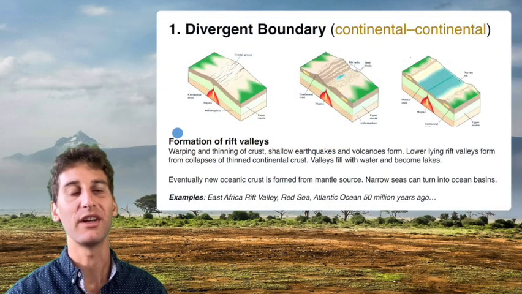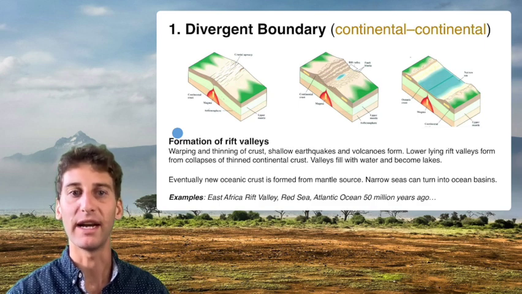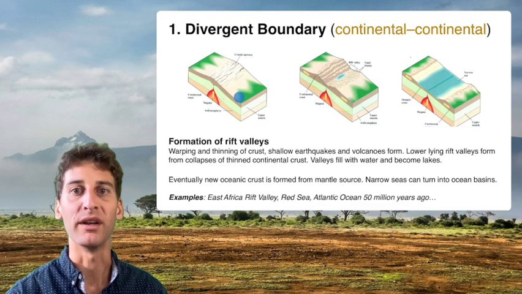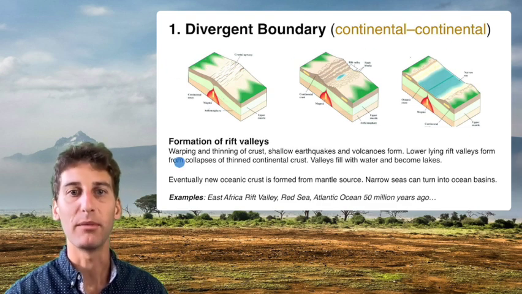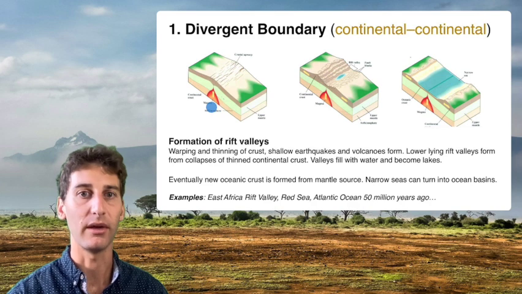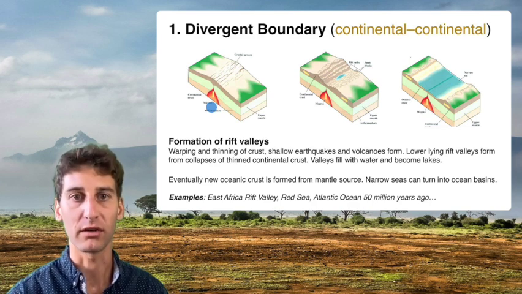So divergent boundaries can also happen on land, and this is a bit more rare in the modern day than mid-ocean ridge systems, but it's still quite important. So this is a continental-continental divergent boundary. The steps here are a bit more complicated. Essentially, we need to have a new magma source from the mantle coming up and beginning to weaken some part of the continental crust.